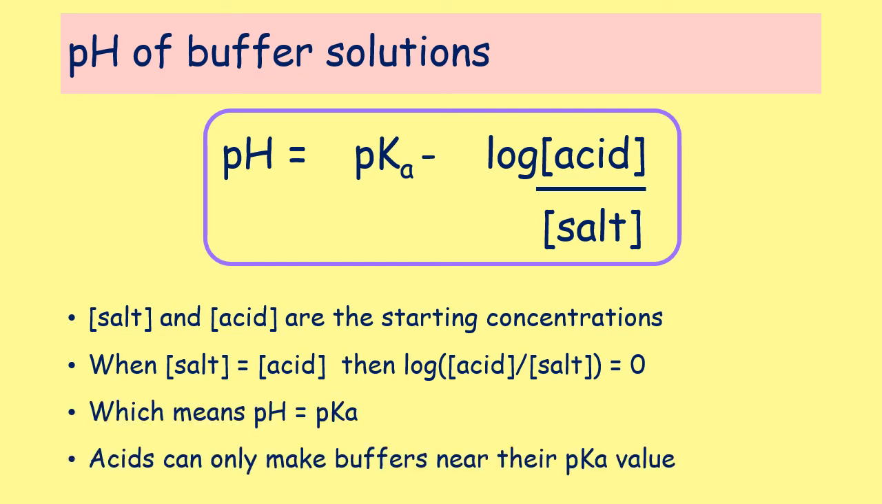And acids and alkalis can only make buffers around their pKa value. So if you are needing to make a buffer solution at a particular pH, your starting point for what to use would be to look at page 13 of the data booklet for the pKa values of lots of different acids and pick one that is close in value, where the pH value is close to the pKa value.